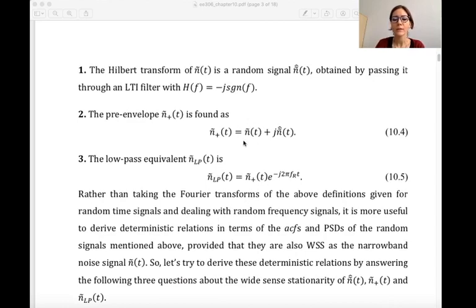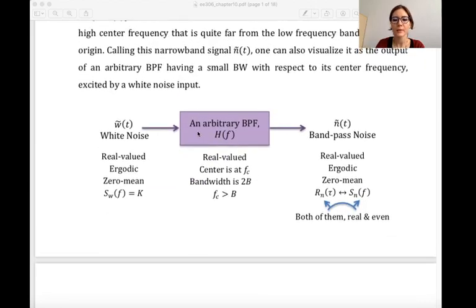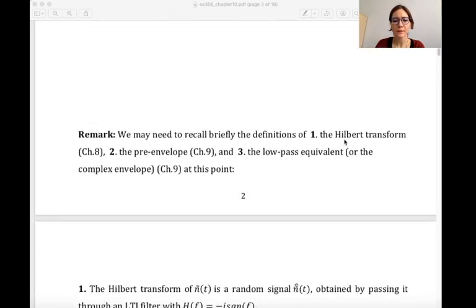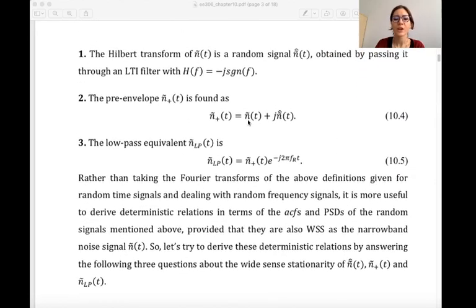So we know that the bandpass noise signal is wide sense stationary because it's obtained by taking white noise, which is zero mean and wide sense stationary, and passing it through a filter, so n of t will also be zero mean and wide sense stationary. So what we studied in the last lecture was whether all these signals derived from n had also the same properties as well.